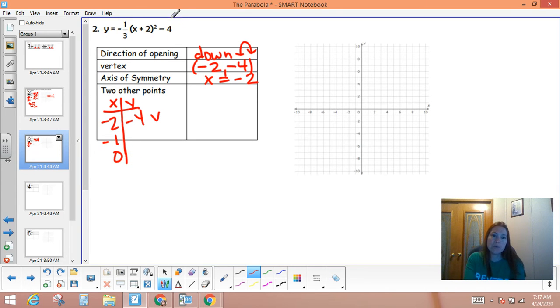Okay, so again, use your calculator or plug it in by hand or plug it in mentally, whatever works for you. So -1 plus 2 is 1. 1 squared is 1. 1 times -1/3 is -1/3. Minus 4 is -4 and a third. We put in 0. 0 plus 2 is 2.